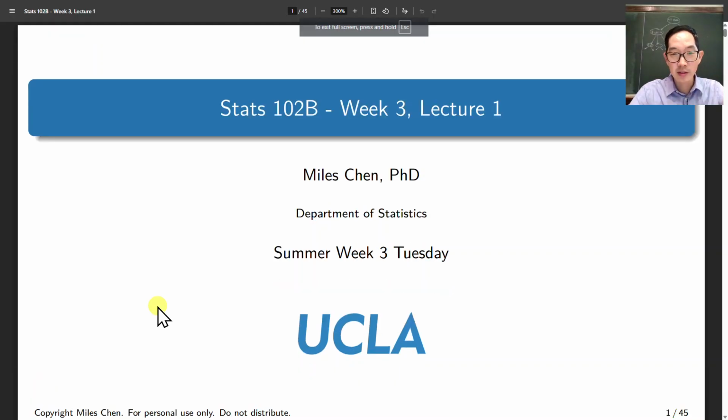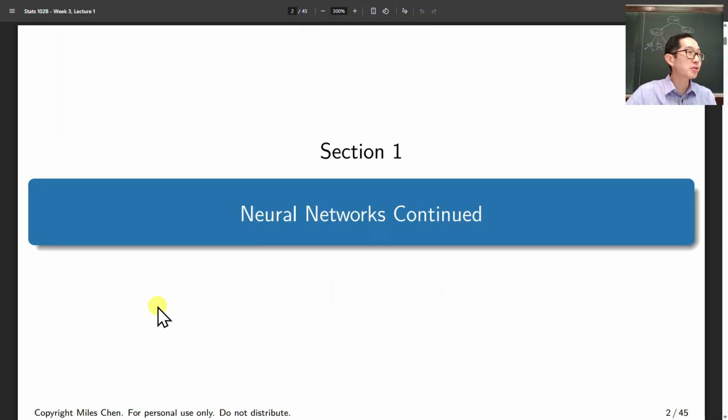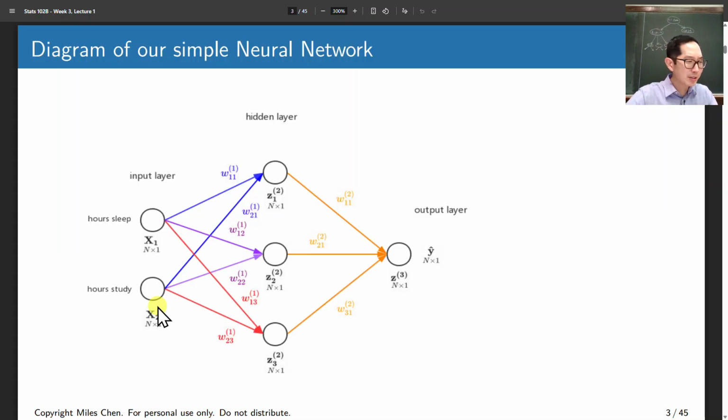Let's take a look at what we've got. So we will continue on, talk about neural networks. We introduced neural networks last week, and we had feed forward, a neural network, and this is kind of the diagram of our network so far. We have 2 nodes in the input layer, 3 nodes in our hidden layer, 1 node in the output layer.